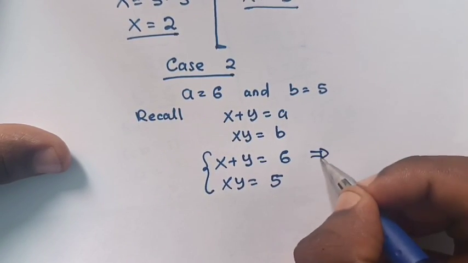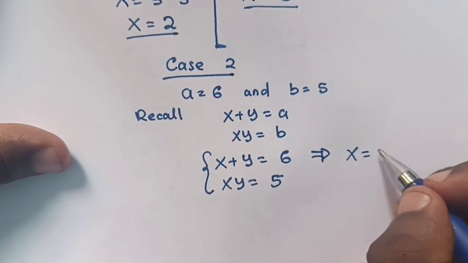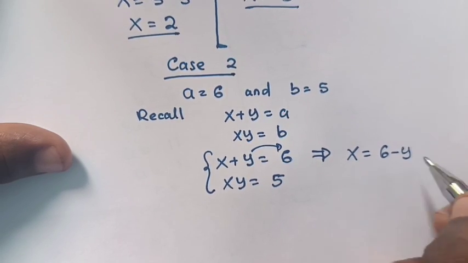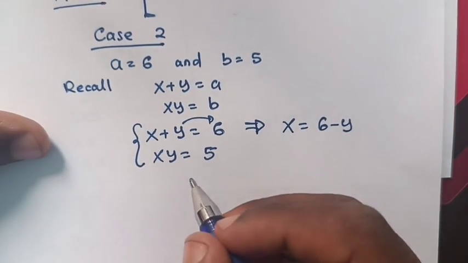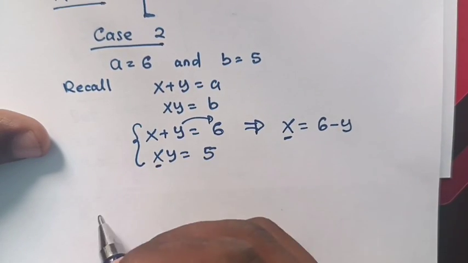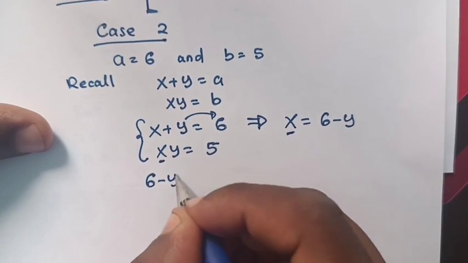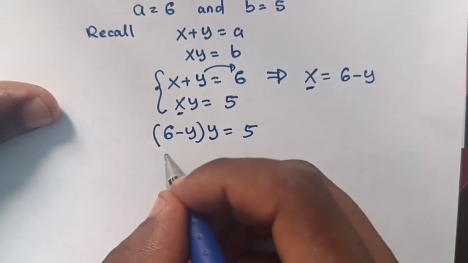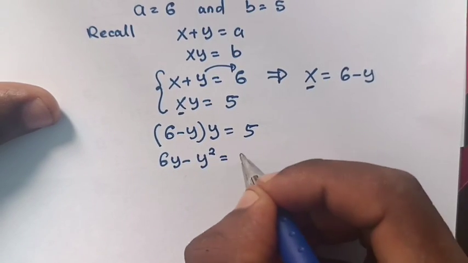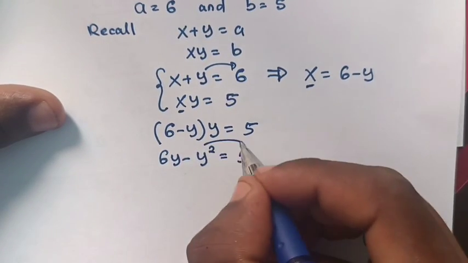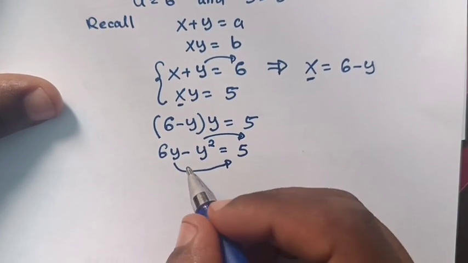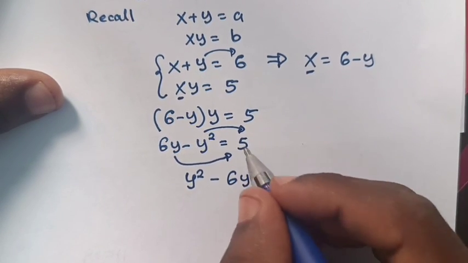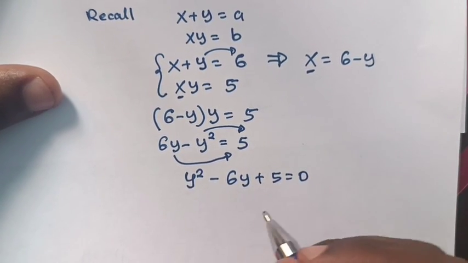So here in this equation, x will be equal to 6 minus y. So we substitute this equation of x into here. Then it will be (6 minus y) times y is equal to 5. So when you multiply inside the bracket, it will be 6y minus y squared is equal to 5. Then this we take to the right side and this to the right side. So here it will be y squared minus 6y plus 5 is equal to 0.